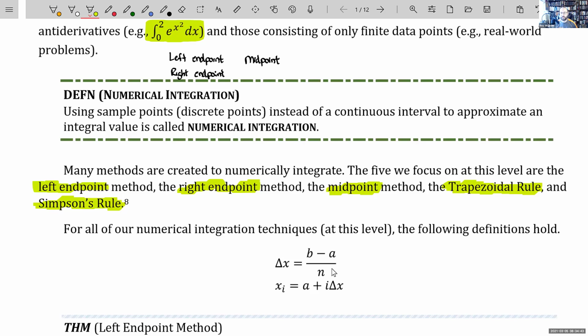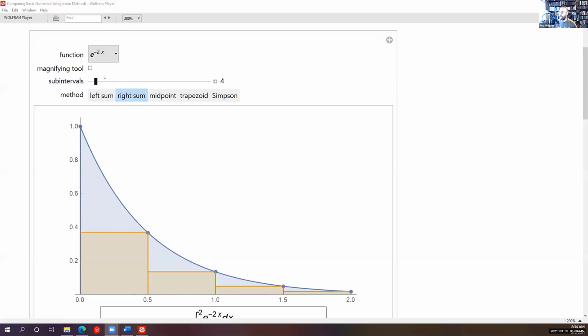Let me go ahead and showcase these methods because it's good to see what they are. So let me hop over here. So here's a function. Let me make sure that it's popped up on my end too. There we go. Okay, good. I just want to make sure I could see it on my laptop. All right, so here's a function, e to the negative 2x. And if you take a look at this, if you do left endpoints, you get something like that.